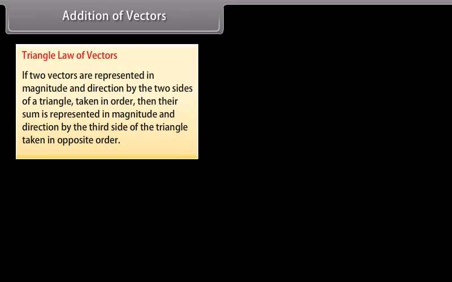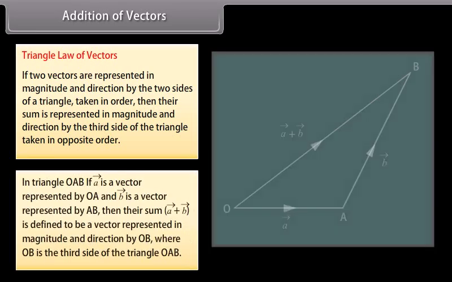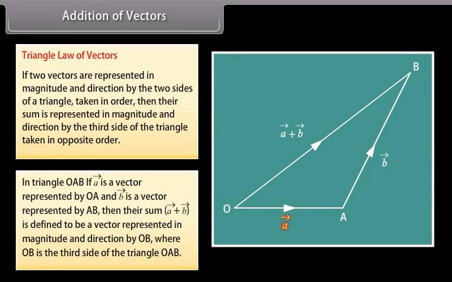Addition of vectors. Triangle law of vectors. If two vectors are represented in magnitude and direction by the two sides of a triangle, taken in order, then their sum is represented in magnitude and direction by the third side of the triangle, taken in opposite order. In triangle OAB, if vector A is represented by OA and vector B by AB, then the sum vector A plus vector B is defined to be a vector represented in magnitude and direction by OB, where OB is the third side of the triangle OAB.